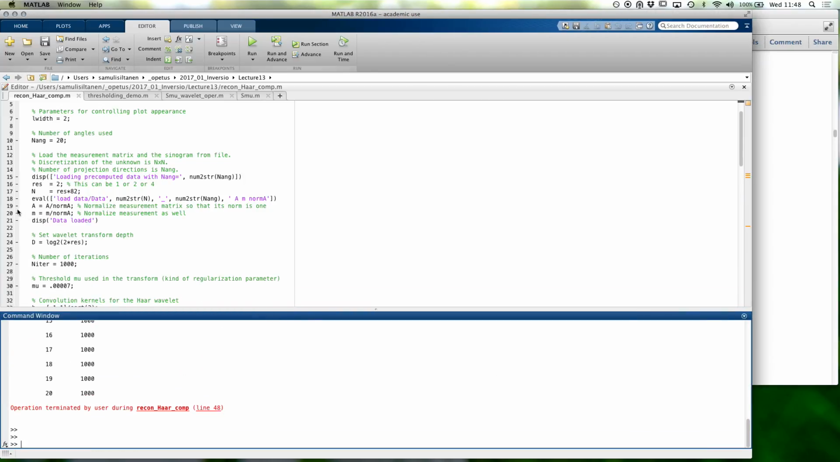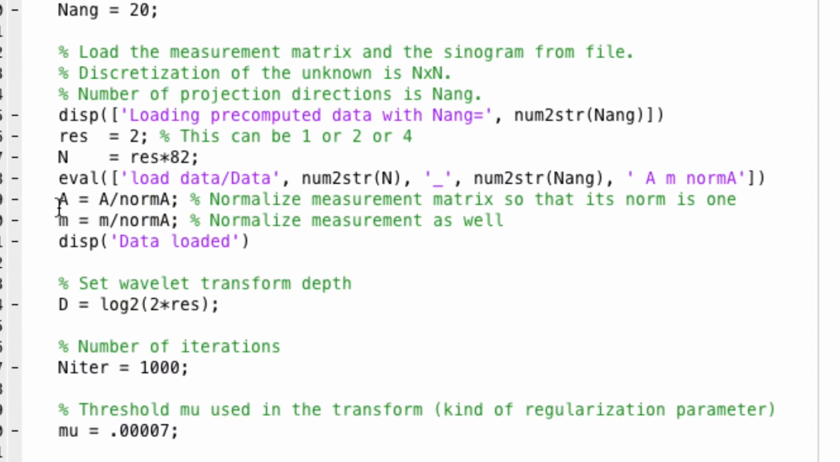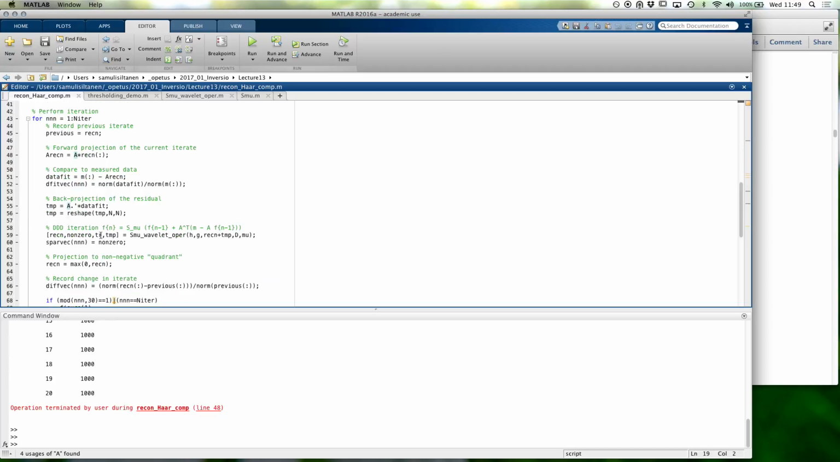So now the A matrix. The A matrix, of course, will map a pixel image into a sinogram. That's what A is doing. Now, what is A transpose doing? This is very important, actually.